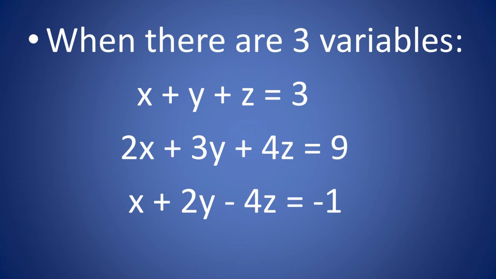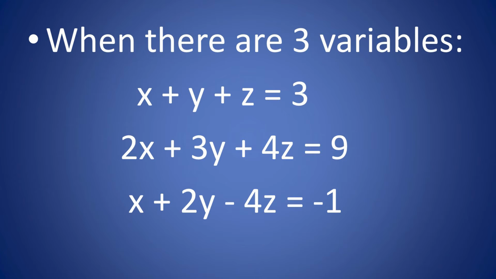Now, let us do a quick recap of the steps. First we need to find the determinant consisting of the coefficients, then we find dx, then dy, then dz, and then find the values by using the formula dx by d, dy by d or dz by d.